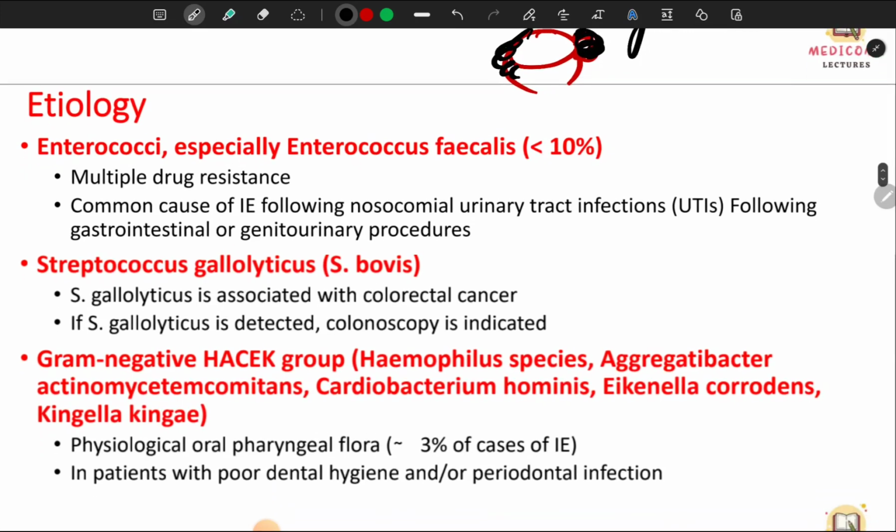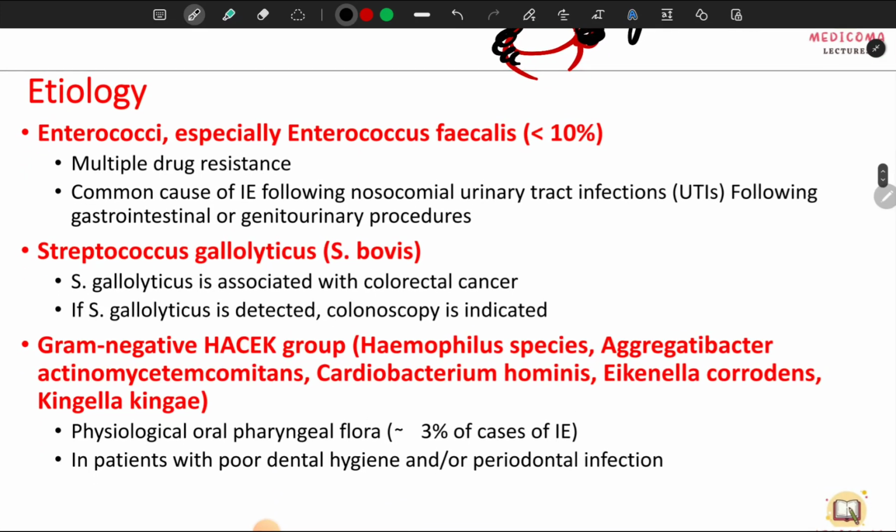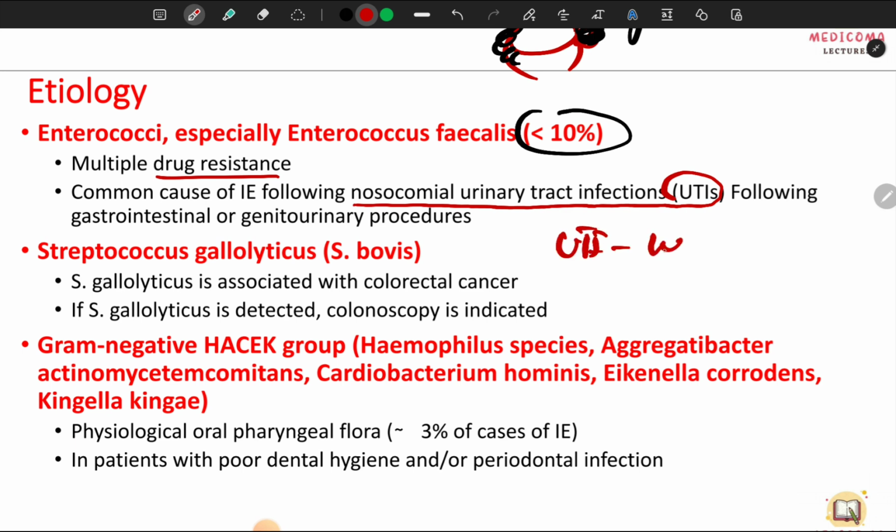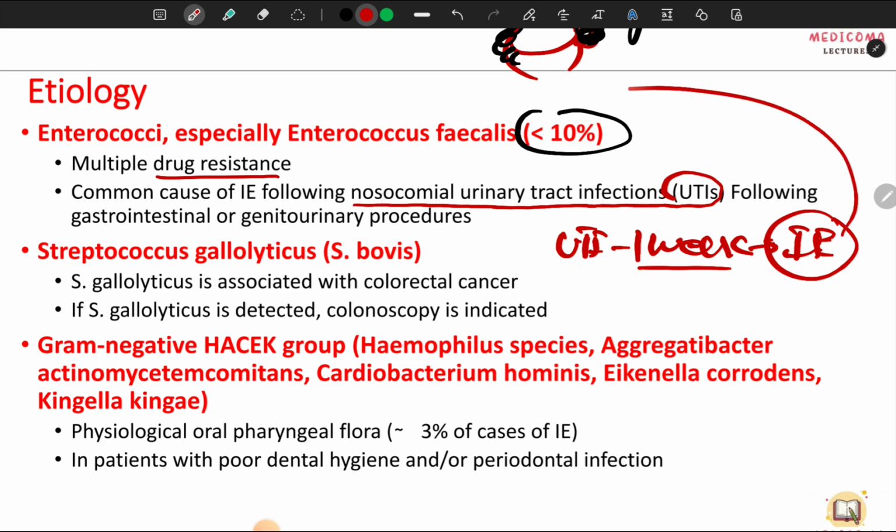The next one is the enterococci, especially Enterococcus faecalis, which account for less than 10%. They show multiple drug resistance and are a common cause of infective endocarditis following a nosocomial urinary tract infection. So first is UTI; if there is infective endocarditis 1 week after a UTI, this is most commonly due to enterococci, especially Enterococcus faecalis, and also following any gastrointestinal and genitourinary procedure.